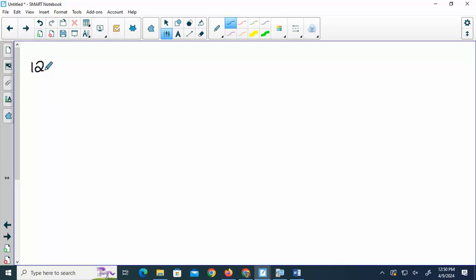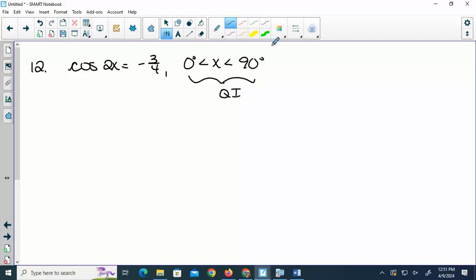Number 12. I'm giving you cosine 2x is negative 3/4, and x is between 0 and 90. What quadrant is that? First. Notice the difference. This is for the angle x, but this is for 2x. So I'm asking you to find sine of x and cosine of x.